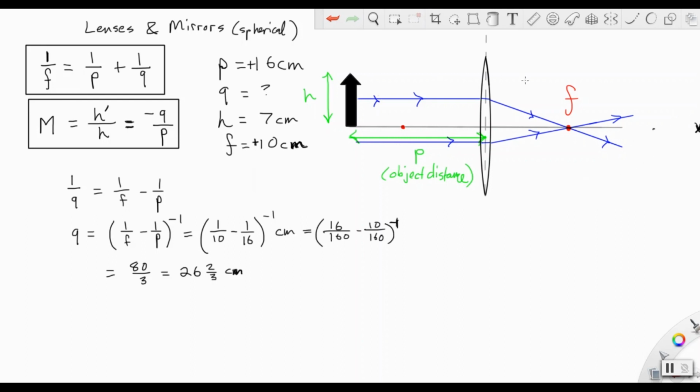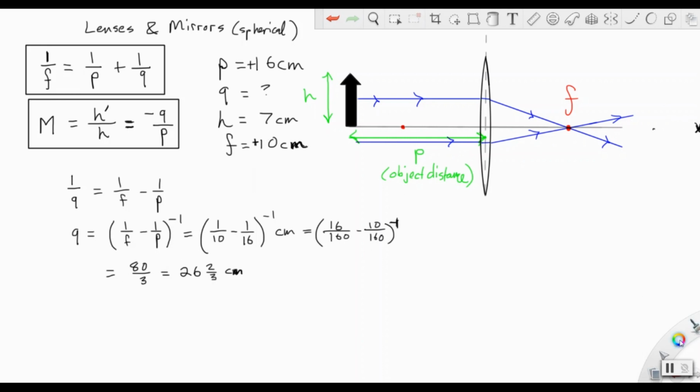So now, the rest of this: is it up or down? What's the size of it? That can all be solved by the magnification equation. Now, how did I know that it goes this side and not this side? Well, the image is always positive.